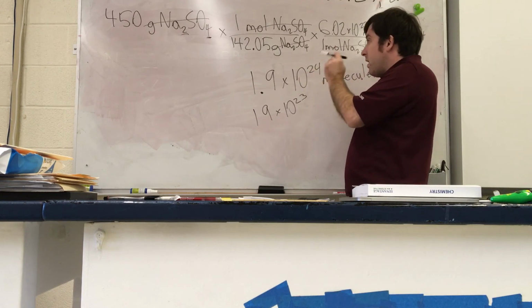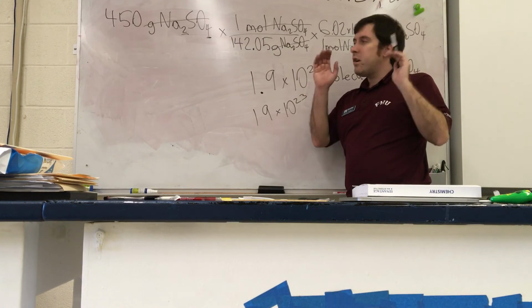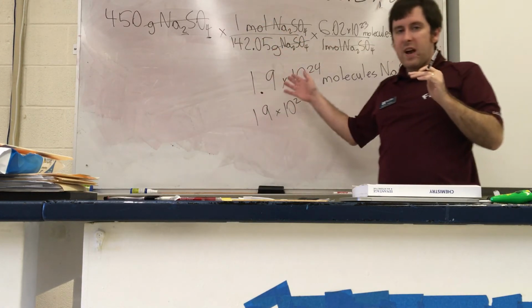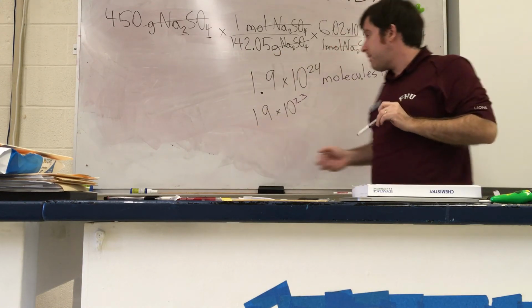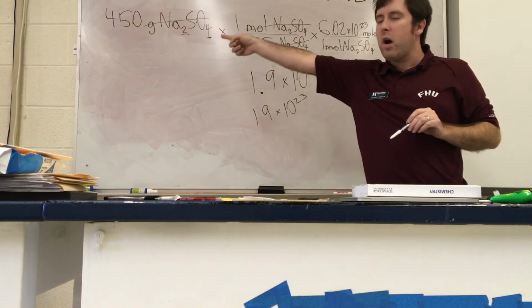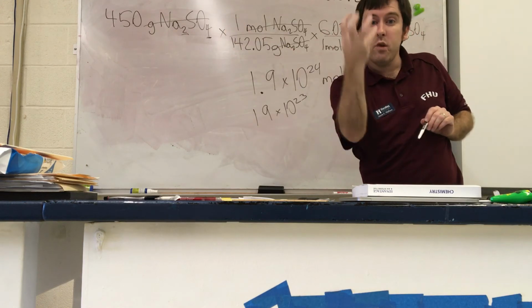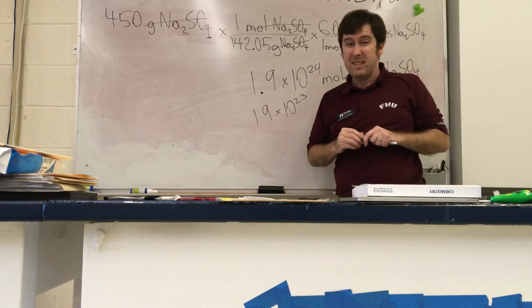So, somewhere around there, if you're struggling with getting this in a graphing calculator, you'll probably need to put parentheses around your numerator before you divide it by the denominator. Otherwise, it's not going to interpret your expression properly. So there you go. That's how many molecules are in 450 grams of sodium sulfate. If I handed you 450 grams of sodium sulfate, that's how many molecules you'll have in your hand.